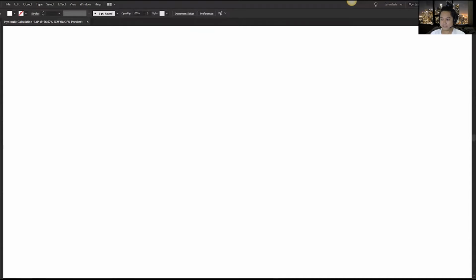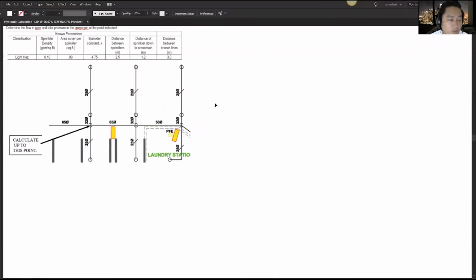Here you go. All right, so this is a problem: we are to determine the flow in gallons per minute and total pressure in the cross main at the point indicated. So this is our schematic diagram. This is a floor plan that we are given. The circles that you're seeing here are sprinklers. This is the cross main. These are the branch lines. And again, we are to calculate up to this point.